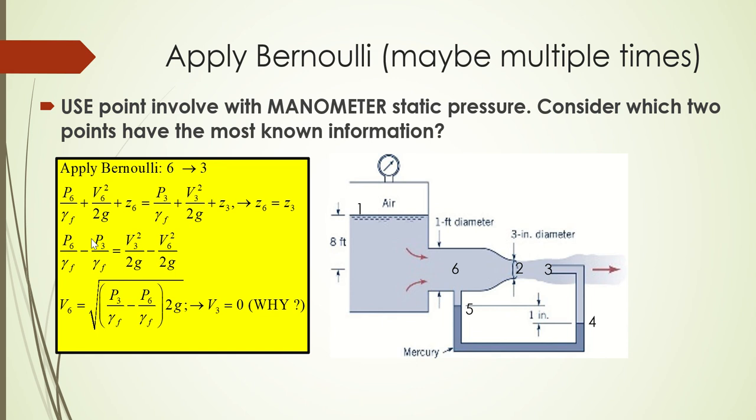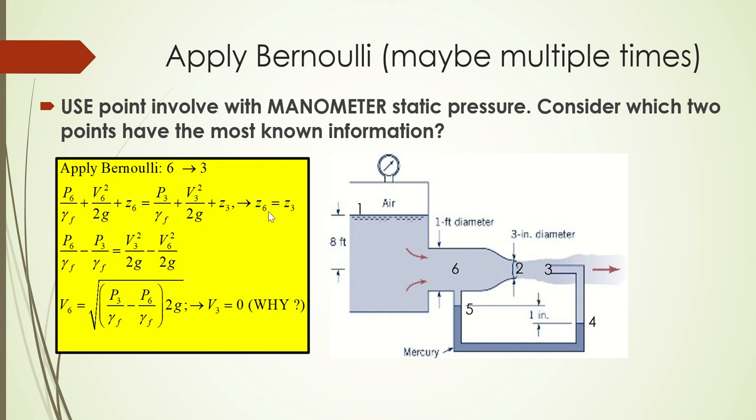So therefore, applying the conservation of energy, which is the Bernoulli equation, between point 6 and point 3, and that's why it's so important to write down your points first. We cannot try and solve the problem if we don't know where we're going. So you cannot skip steps. It's important that you write down the points first on the diagram. So therefore, we have P6 over gamma of the fluid plus V6 squared over 2g plus Z6 is equal to P3 over gamma plus V3 squared over 2g plus Z3.